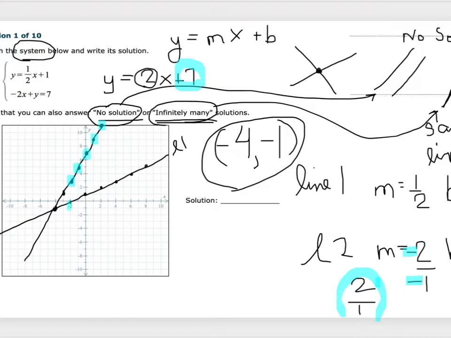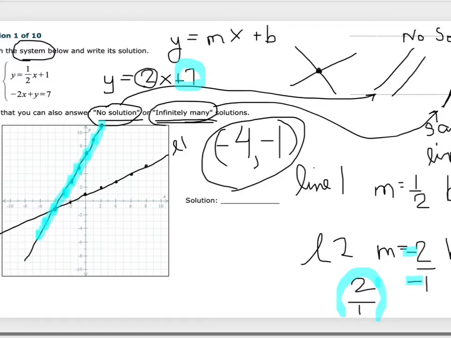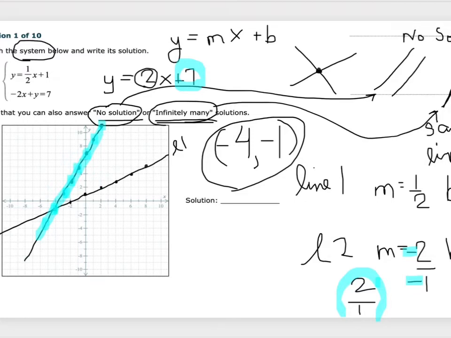Drop 2, right there. Go backwards 1. Drop 2, go backwards 1. Okay, and now this line intersects the other line right there at that point. And we look really closely at that point. And that point is -4, -1.